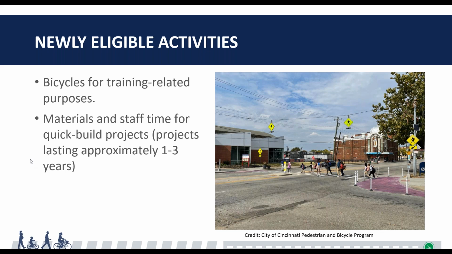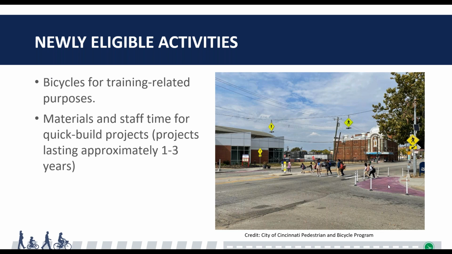The other thing that I have outlined as an idea within the guide is also materials and staff time for quick build projects. Quick build projects are projects that we anticipate lasting approximately 1 to 3 years. So not to be confused with demonstration projects, which is another similar term, but typically has a shorter lifespan. Typically, a demonstration project is maybe a day up to a season, whereas quick build projects would be a little bit more permanent. They would need to be updated or upgraded to something more permanent after a year or so, but in general, these projects might last 1 to 3 years.